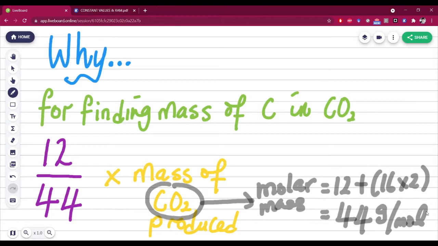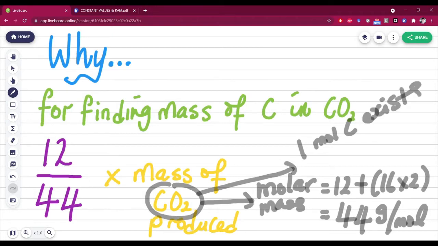16 times 2 plus... okay, you get 44 gram per mole. And inside here also, 1 mole carbon exists in 1 mole carbon dioxide, isn't it? If you look in this one whole structure over here, you have 1 carbon. So 44, you're going to write on 44.